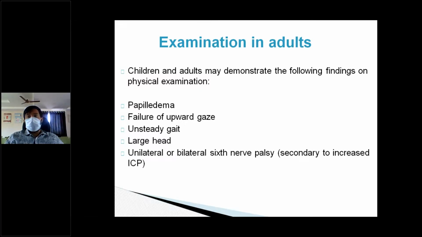Examination in children and adults: they may demonstrate the following findings on physical examination. That is papilledema, failure of the upward gaze, unsteady gait, large head, and unilateral or bilateral sixth nerve palsy, secondary to the increased intracranial pressure. The most common findings will be optic atrophy causing papilledema, and failure of upward gaze due to the continuous pressure of the increased intracranial pressure causing the sunsetting sign in the eyes, and the patient will have an unsteady gait and a large head.